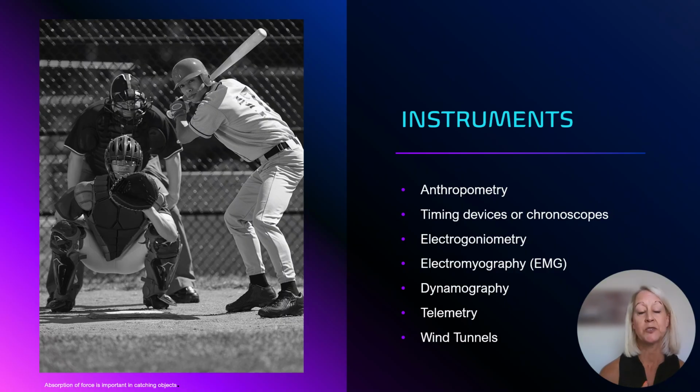Other instruments we use that play a vital role in collecting data to analyze and improve human movement include anthropometry. This refers to the measurement of the human body, its size, its shape, and composition. It's often used to tailor equipment, design ergonomic friendly tools, or analyze how body proportions affect movement patterns. For example, limb length can influence stride mechanics.